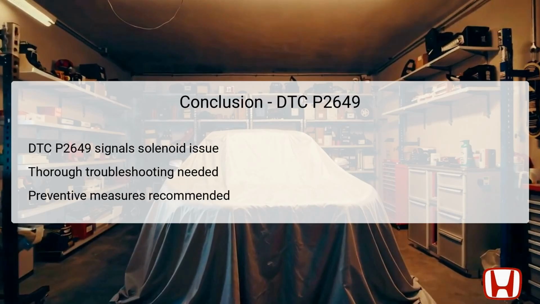In conclusion, DTC P2649 is an important indicator of a high-voltage issue in the rocker arm oil control solenoid circuit, requiring thorough troubleshooting and appropriate corrective action. By following the outlined steps methodically, from clearing DTCs to checking resistance and continuity, you can effectively isolate the problem and implement solutions that restore performance.